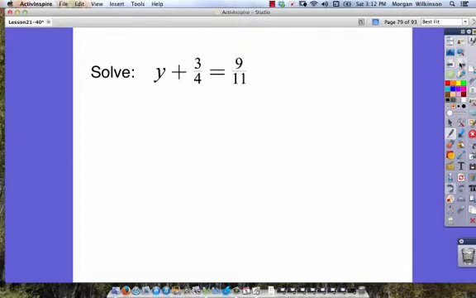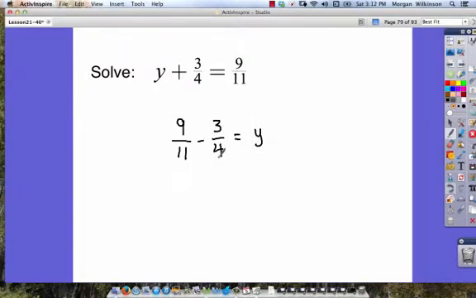Now this one looks a little bit more difficult with fractions. We have y plus 3/4 is equal to 9/11. Well, do you know what number plus 3/4 is equal to 9/11? It's a hard one. And the way we can figure this out is with that alternative method. The opposite or inverse of addition is subtraction. So we're going to subtract 3/4 from 9/11. So we'll rewrite 9/11 minus 3/4 is going to be equal to our y value.